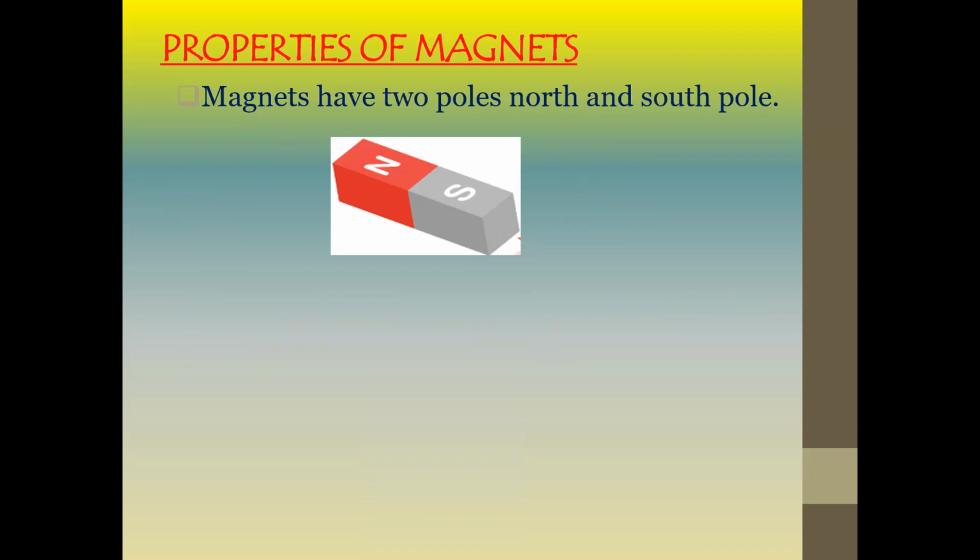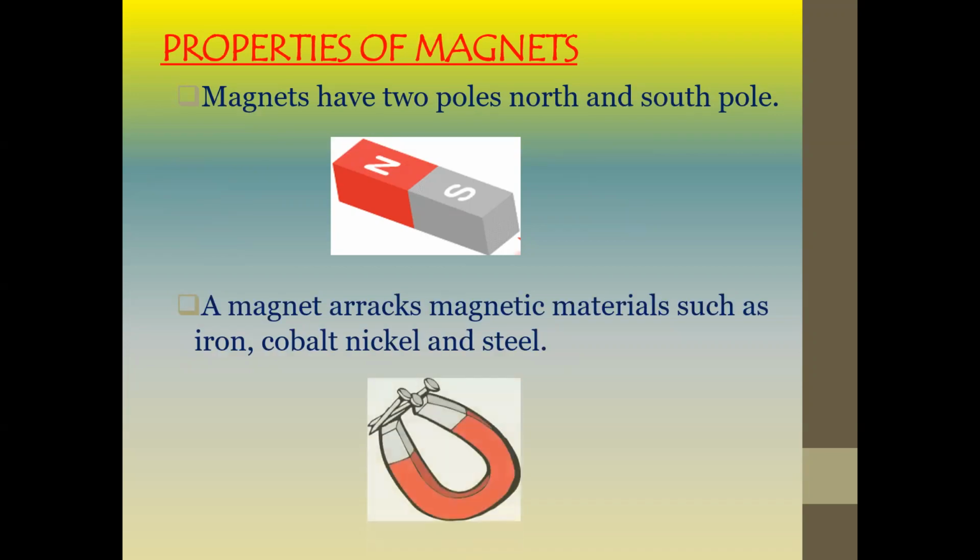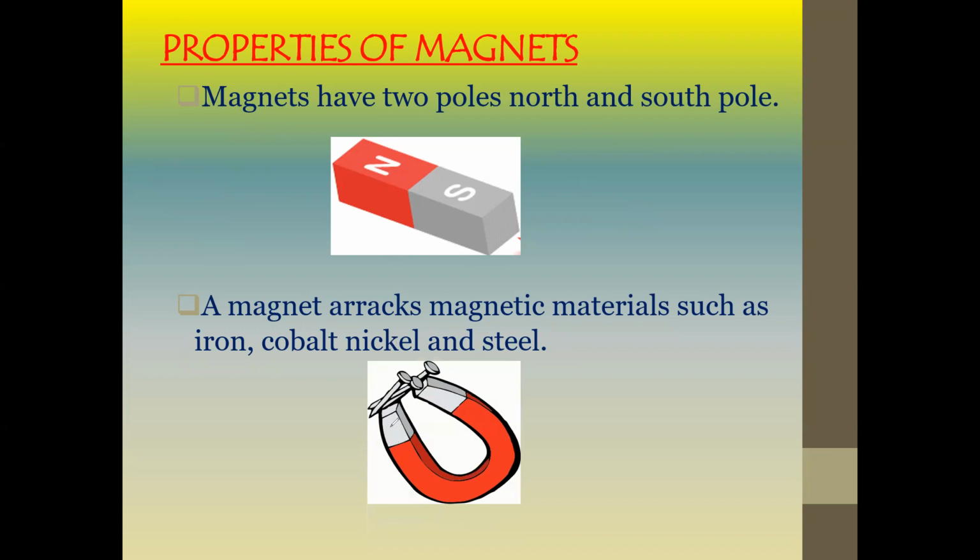So as you can see here, the second is a horseshoe magnet. Even in a horseshoe magnet, there will be two poles, one will be the north pole and the other will be the south pole. So whenever a magnet is there, there is always a region, an end of the magnet, where the magnetic field is stronger. We call them poles.